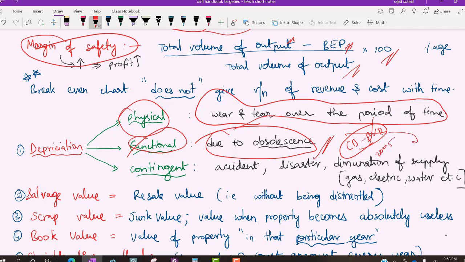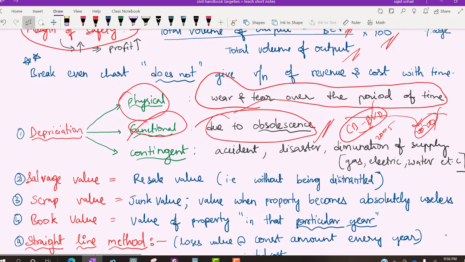What is the value of it if you want to sell now in 2020? Will it have any value? कोई खरीदेगा? No, no one is going to buy because it is of no use to them. So due to obsolescence, there will be certain depreciation. Next is contingent. Contingent क्या होता है?